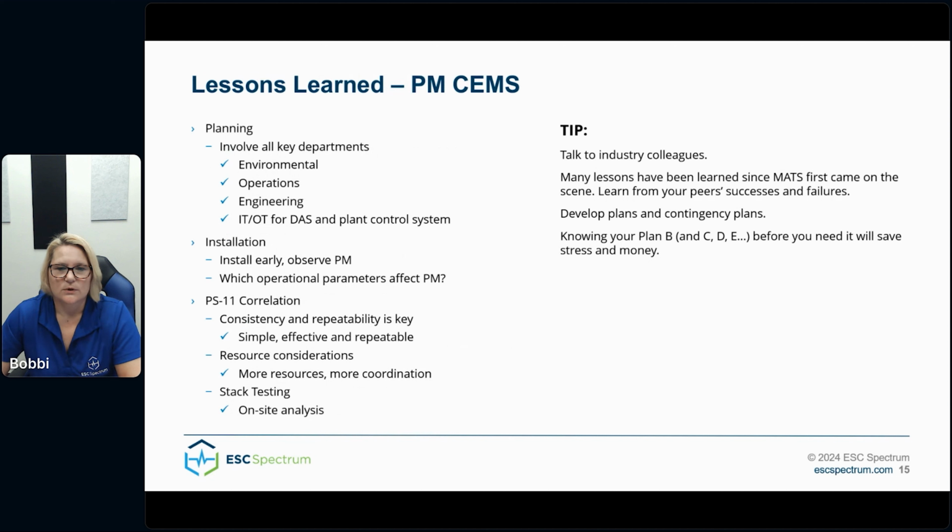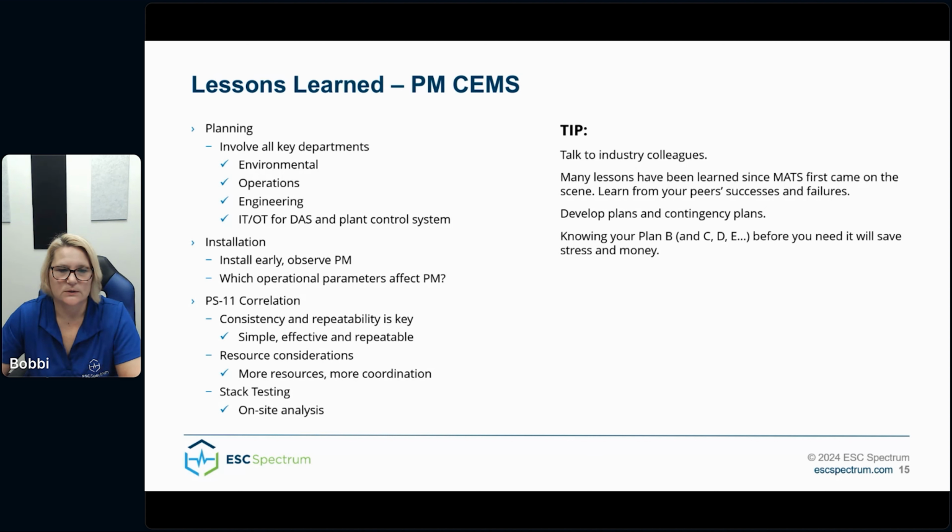When you go to complete the PS11 correlation, consistency and repeatability is key. The best strategy is simple, effective, and repeatable. Keep notes on the unit operating conditions while performing the PS11 correlation test, as well as how the PM levels were achieved.